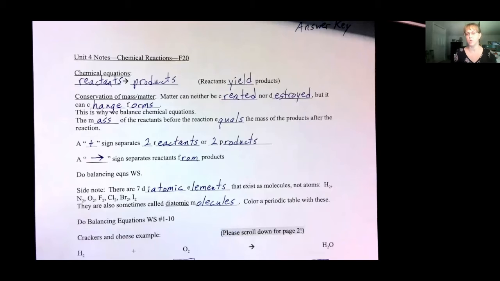For example, when a log burns, it still has the same elements that were originally in that log, but they have been rearranged into new compounds, specifically carbon dioxide, water vapor, and soot. So we still have the same matter, but it has been rearranged into new compounds and new forms. And that is why we balance chemical equations. The mass of the reactants before the reaction must be equal to the mass of the products after the reaction. You cannot gain or lose any matter or mass.